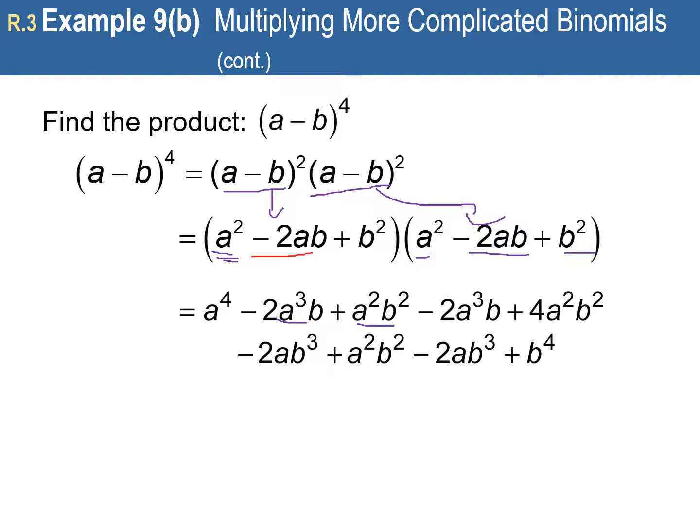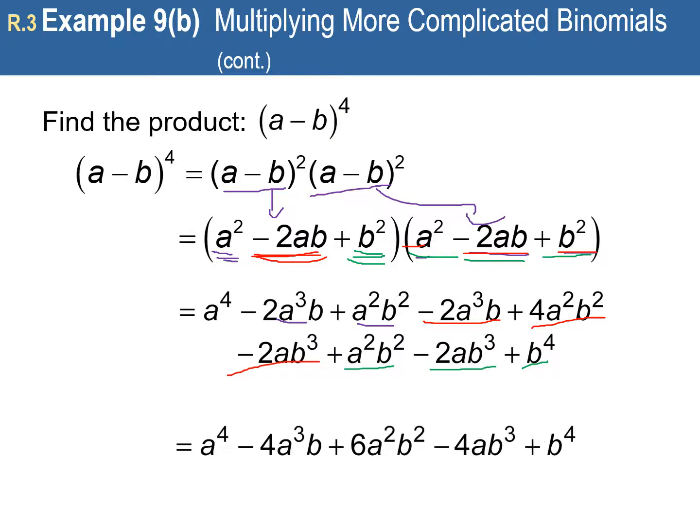And then it's going to be minus 2ab times a squared. So it's minus 2a cubed b. Minus 2ab times minus 2ab, so that's plus 4a squared b squared. Then minus 2ab times b squared is minus 2ab cubed. And the last term is going to be, let's do it in 3, b squared times a squared. So it's a squared b squared. B squared times minus 2ab. So it's minus 2ab cubed. And then b squared times b squared is b to the fourth.